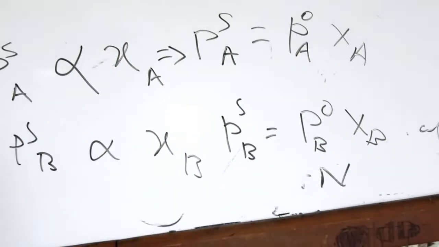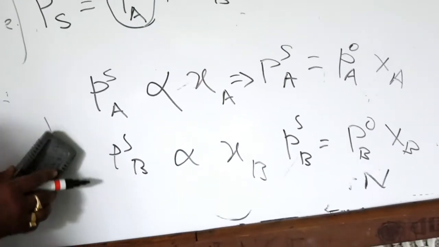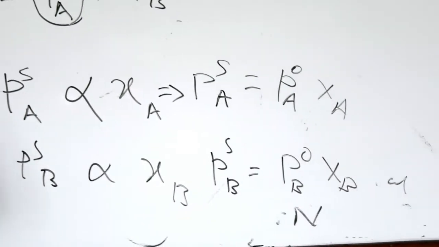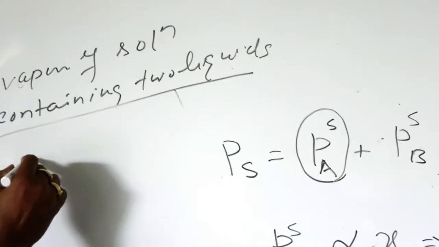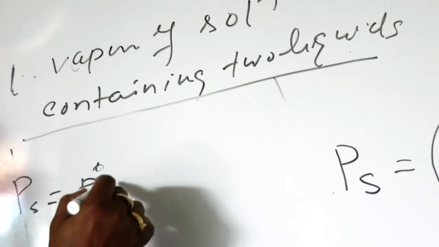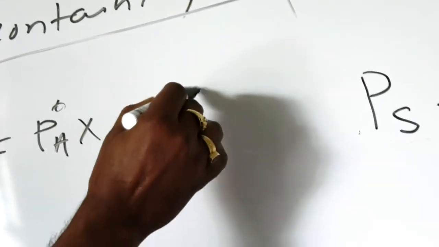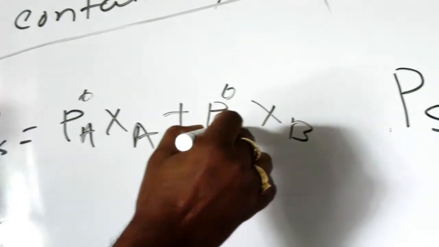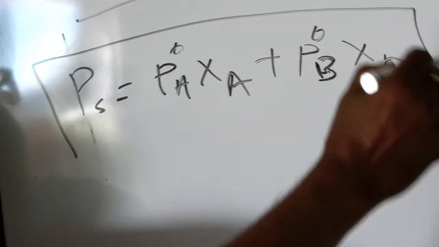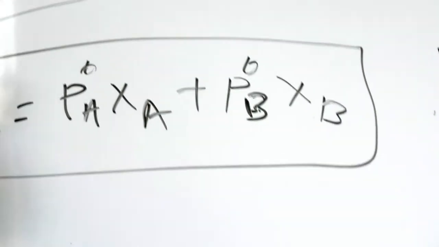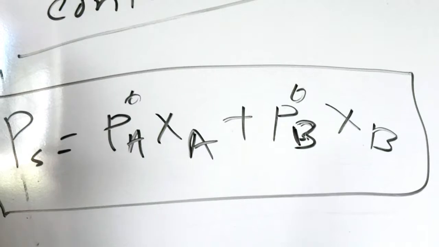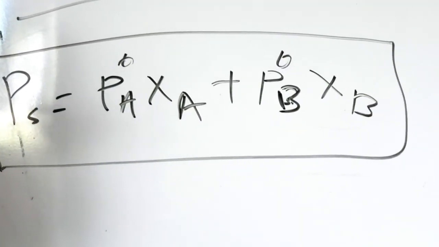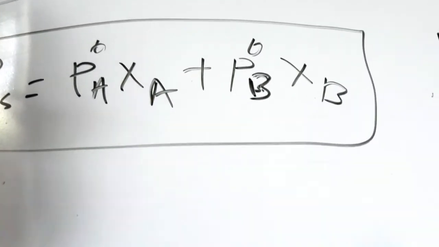So the total vapor pressure of the solution containing two volatile liquids will be PS is equal to P0A XA plus P0B XB. Likewise, we can calculate the vapor pressure of a solution containing two liquids in their mixed state. Two or three or any more we can add up. Here we get the vapor pressure containing two liquids.